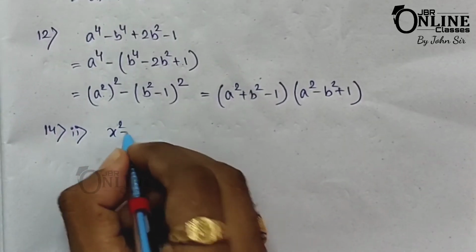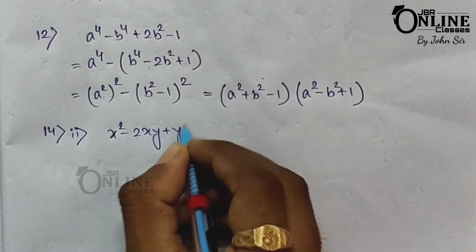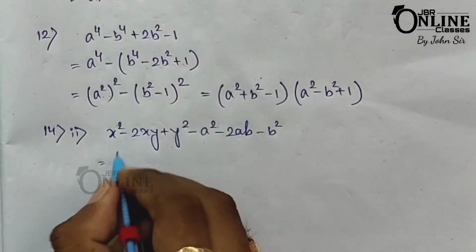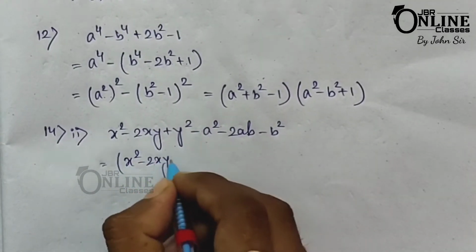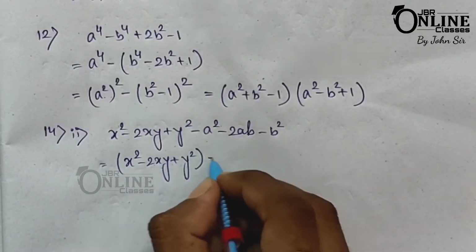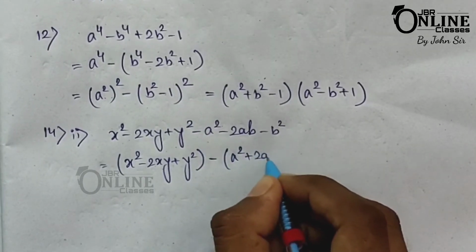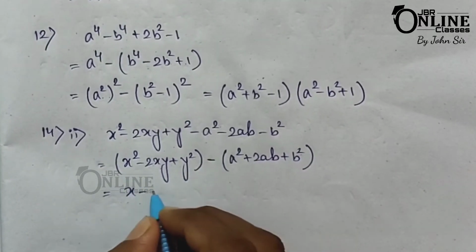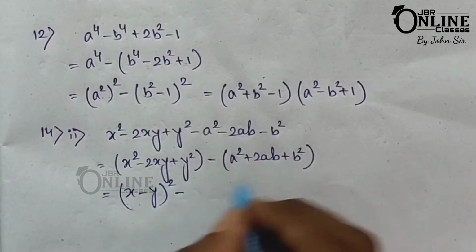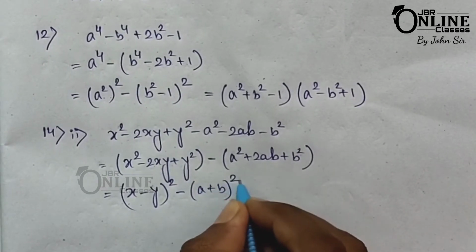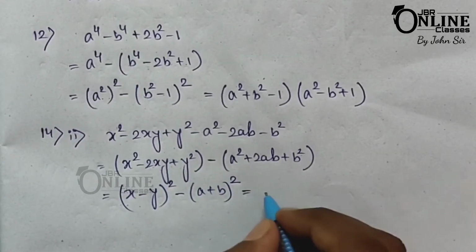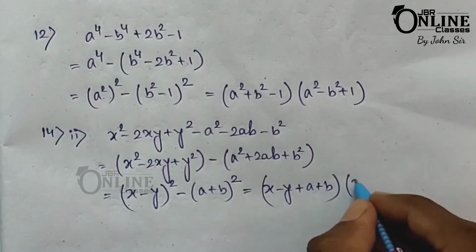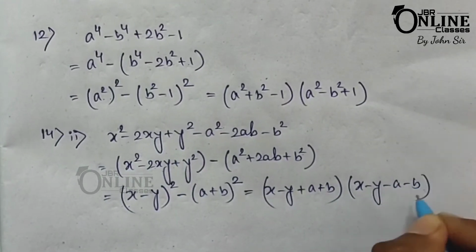In sum number 14(2), x square minus 2xy plus y square, and then a square minus 2ab minus b square. So first write down in bracket x square minus 2xy plus y square, and then if minus will be common, then it will be a square plus 2ab plus b square. So from the first expression, it will be the formula of x minus y whole square. Second expression, it is the formula of a plus b whole square. Now you can apply the formula a square minus b square. So x minus y plus a plus b, that is the first one, and then x minus y minus a minus b, that is the second one.